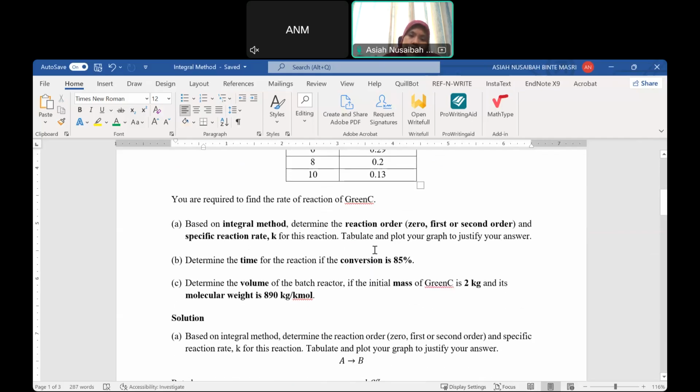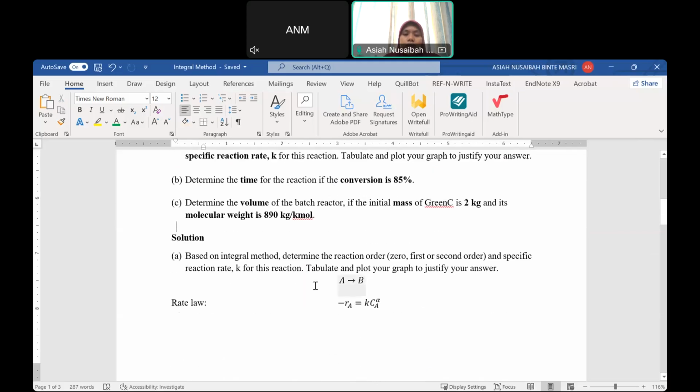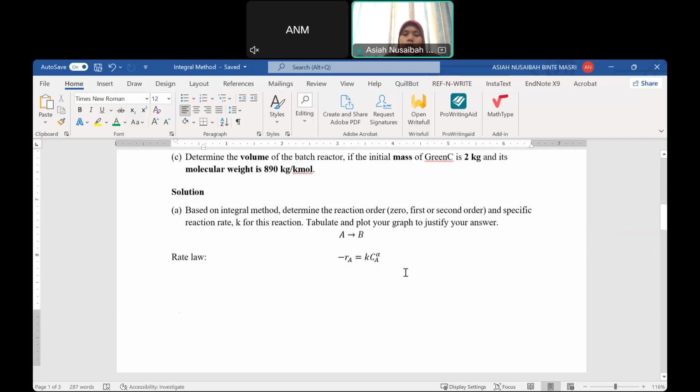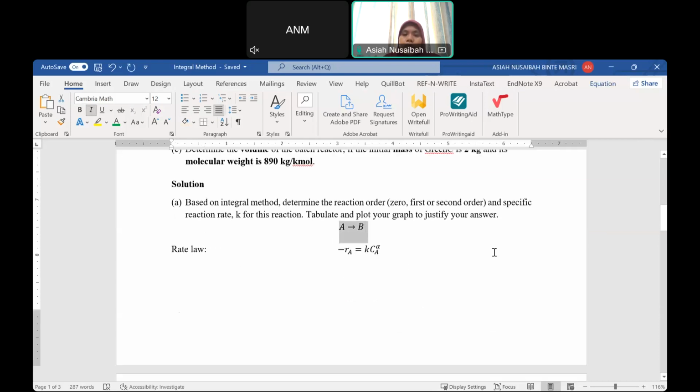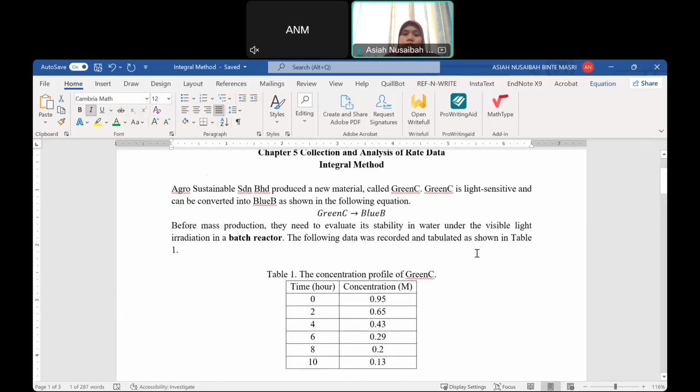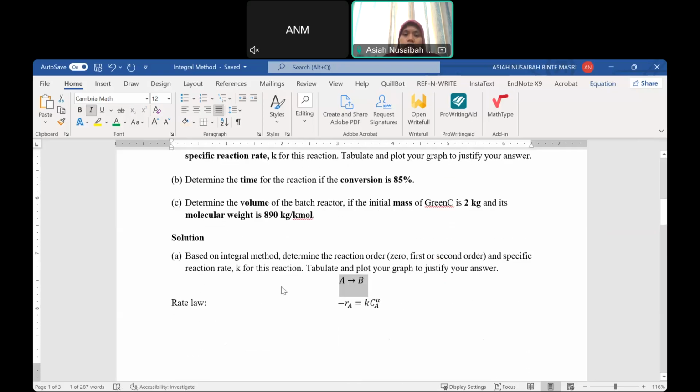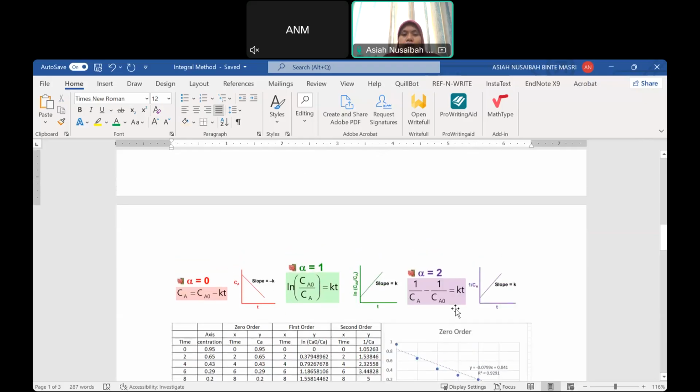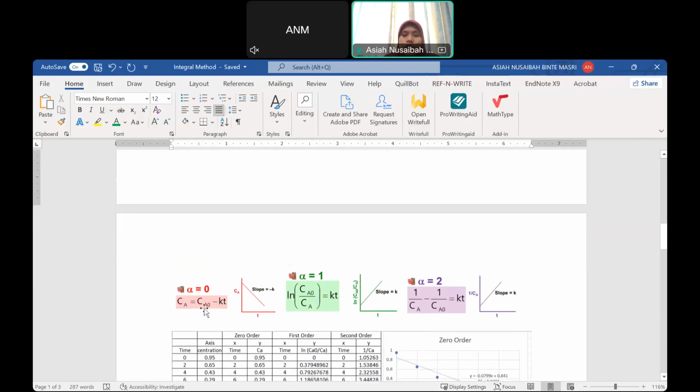What do you need to do? We have to find the reaction parameter. Okay, reaction rate parameter. So they ask for the integral method, determine whether the reaction is zero order, first order, or second order, then find k. All right, we know that A is converted to B. A is the green C, B is the blue B. So the standard rate law, since we have only one reactant, is minus rA equals k CA to the power alpha. And we have to guess all three.